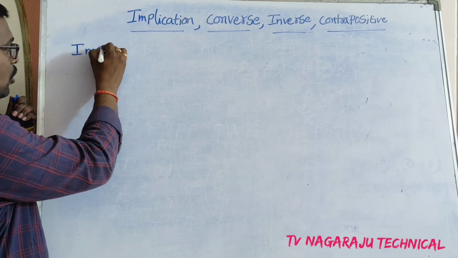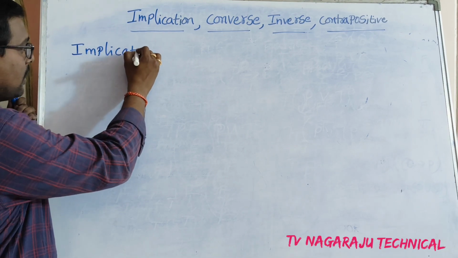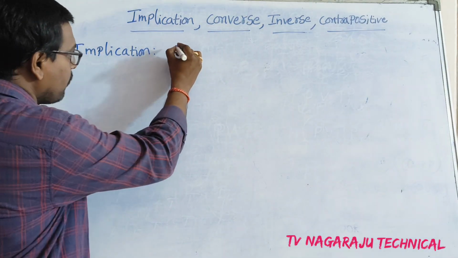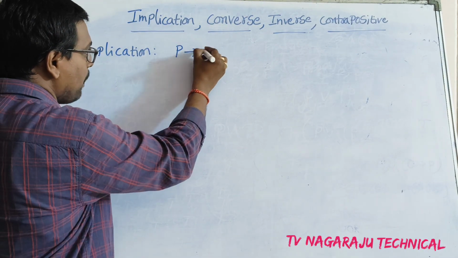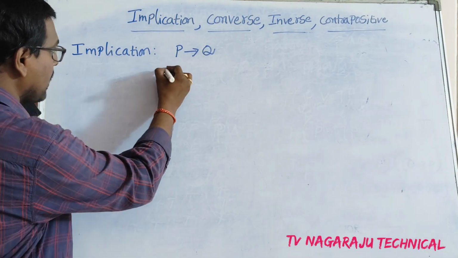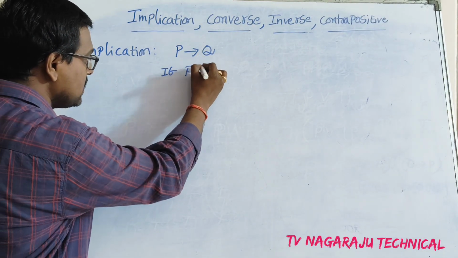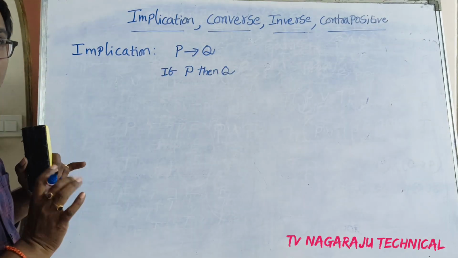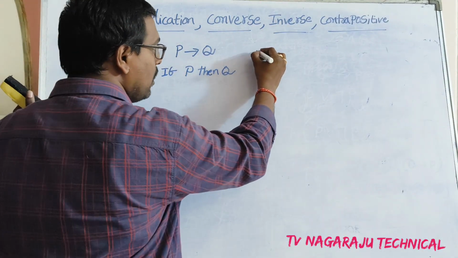First coming to implication. Simply, it is a conditional statement of the form P implies Q. The meaning is, if P then Q. This is implication. Consider one example.